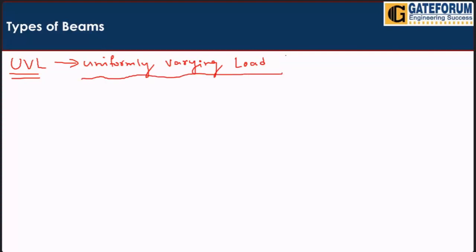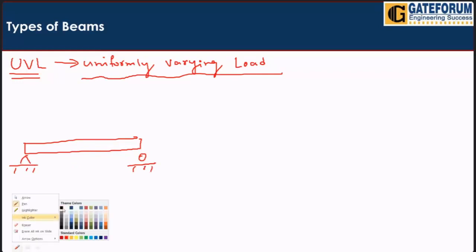Suppose I am going for the UVL, that means uniformly varying load. What can I write for this uniformly varying load? Suppose beam is here like this, and we have hinge and roller supports.